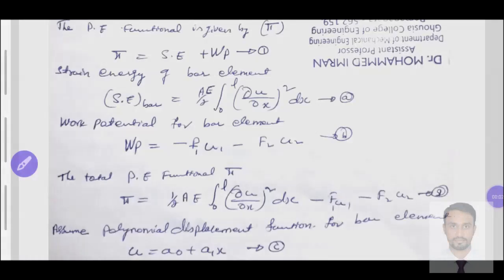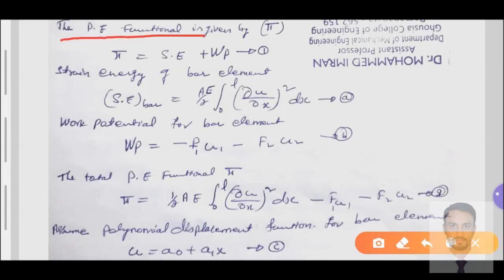To derive the equation, we will use the energy method to find the stiffness matrix for the given bar element. We have solved problems on a spring by using the principle of minimum potential energy, and we also used the Rayleigh-Ritz method in Module 1. The same procedure will be followed to derive the elemental stiffness matrix. The first step: we use the potential energy functional for a bar element, Pi equals the sum of the strain energy plus the work potential, given as equation number 1.